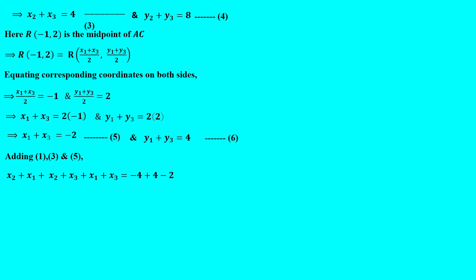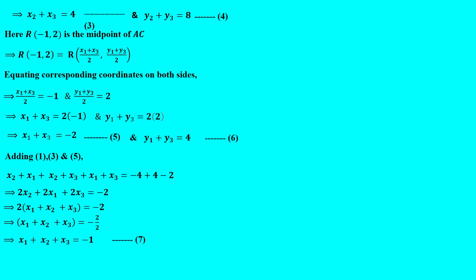So adding the left hand side, x2 plus x1 plus x2 plus x3 plus x1 plus x3, which is equal to the right hand side, minus 4 plus 4 minus 2. So x2 twice, x1 twice, x3 twice. So 2x2 plus 2x1 plus 2x3 equal to minus 4 plus 4 gets cancelled, so minus 2. 2 is common, take it outside: 2 into x1 plus x2 plus x3 equal to minus 2. Therefore x1 plus x2 plus x3 equal to minus 2 by 2, that is equal to minus 1. That is equation number 7.